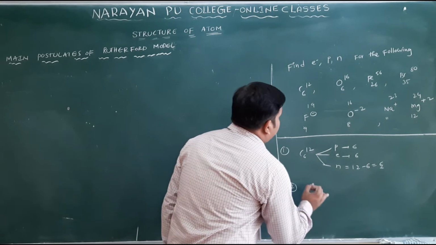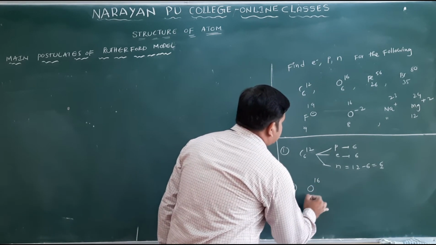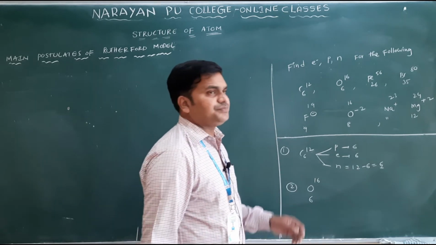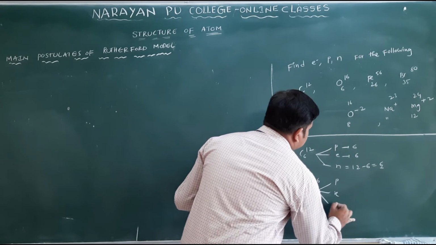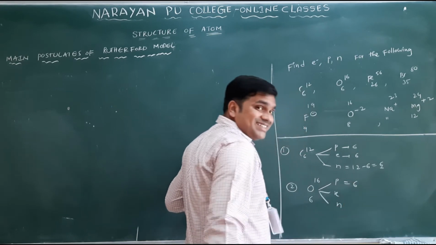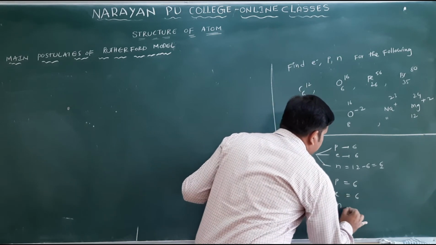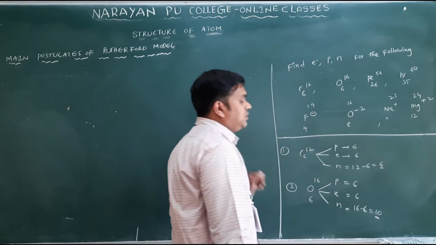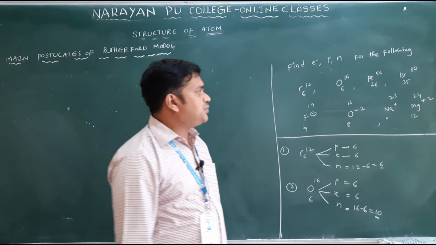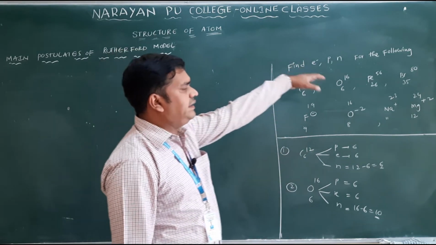See the second one, oxygen, with 16 and 8. Now we find the protons, electrons and neutrons. Protons is 8, electrons is also 8. Neutrons is equal to 16 minus 8, that is 8 neutrons. Like this you can find iron and chromium.